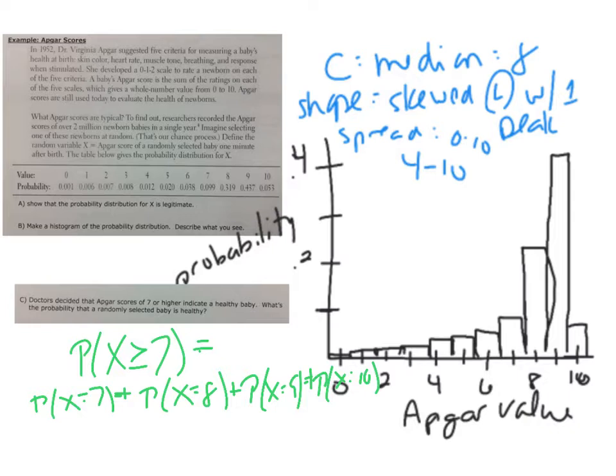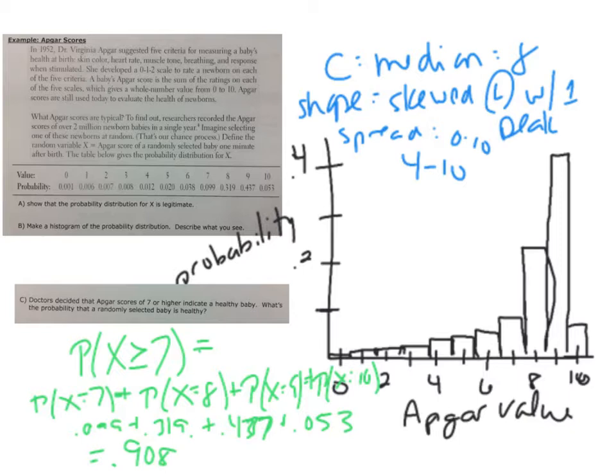When I sub those numbers in, 0.099 plus 0.319 plus 0.437 plus 0.053, pulling them straight off the data table, I get 0.908.